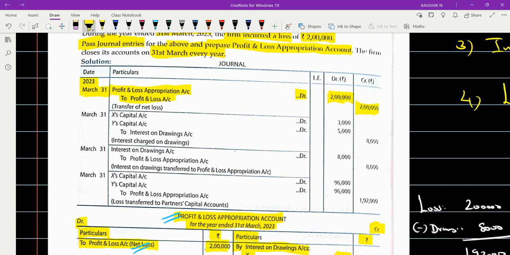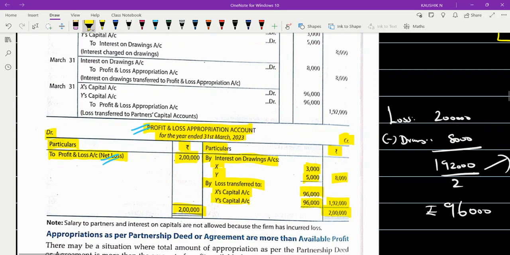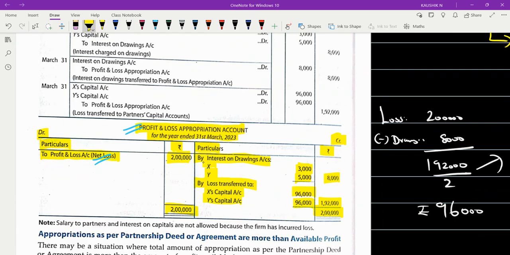This particular profit and loss appropriation account has also got something called interest on drawings. Where do you record interest on drawings, on the debit side or on the credit side? Okay, so this item is recorded on the credit side of the profit and loss appropriation account. So in the journal, interest on drawings should have been debited, and profit and loss appropriation account should have been credited.